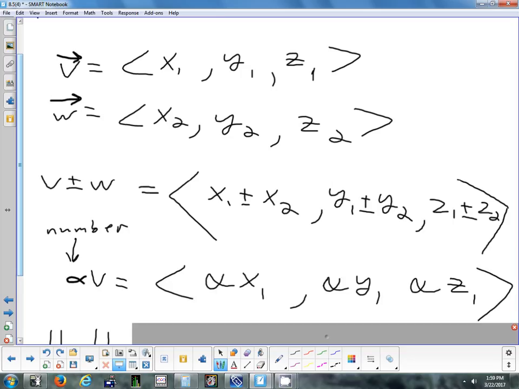Okay. So in 2D, I kind of explained it like a distributive property. If you want to scale a vector, you multiply the x component by the number, the y component by the number, and now you have to multiply the z component by the number.